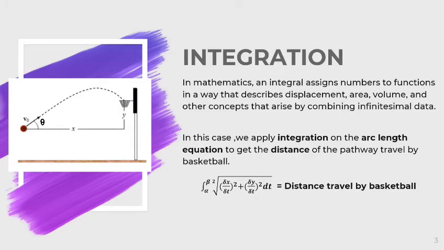Next, let us talk about integration. In mathematics, an integral assigns numbers to functions in a way that describes displacement, area, volume, and other concepts that arise by combining infinitesimal data. In this case, we apply integration on the arc length equation to get the distance of the pathway traveled by the basketball, and the formula of the distance traveled by the basketball is shown in the diagram.